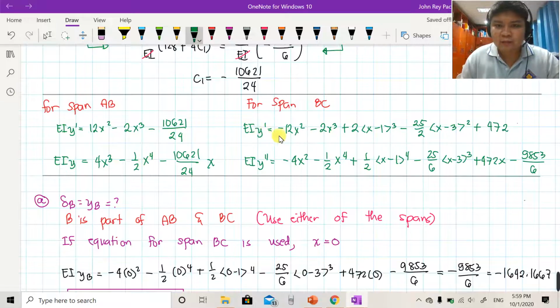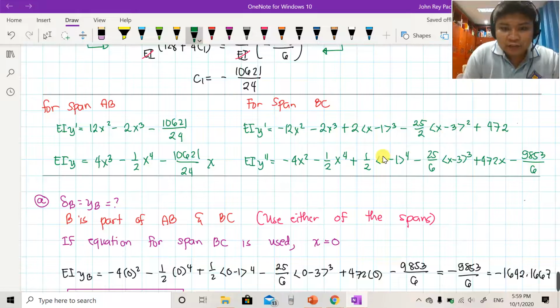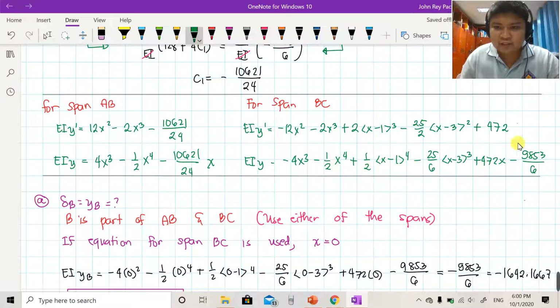For span BC, EIy prime is negative 12x squared minus 2x cubed plus 2 times (x minus 1) cubed minus 25 over 2 times (x minus 3) squared plus 472. And EIy na lang to. So that will be negative 4x cubed, then minus 1 half x to the fourth, tapos plus 1 half times (x minus 1) to the fourth minus 25 over 6 times (x minus 3) cubed plus 472x minus 9853 over 6.